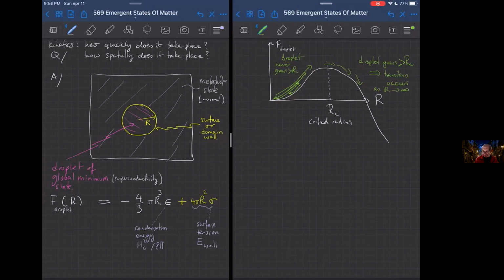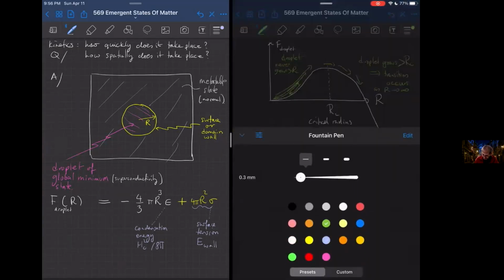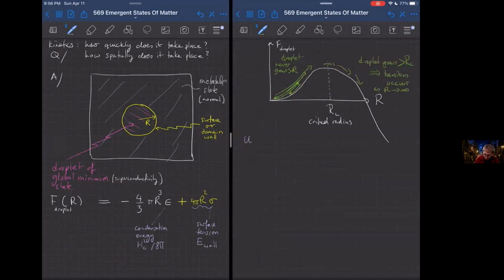And if you want to know how long that takes, what people typically say is the sort of usual model of this is that the fluctuations occur at a rate 1 over tau given by omega naught e to the minus F of r c over kT.